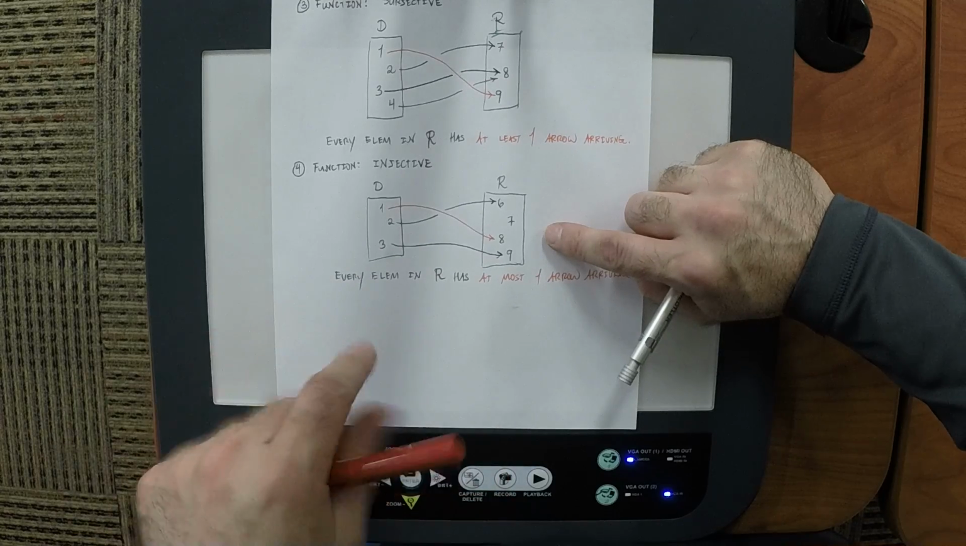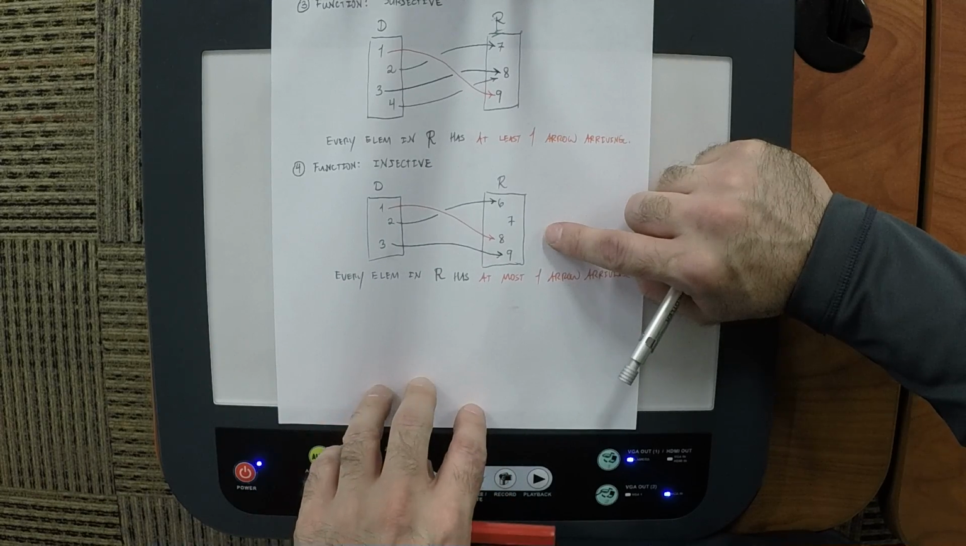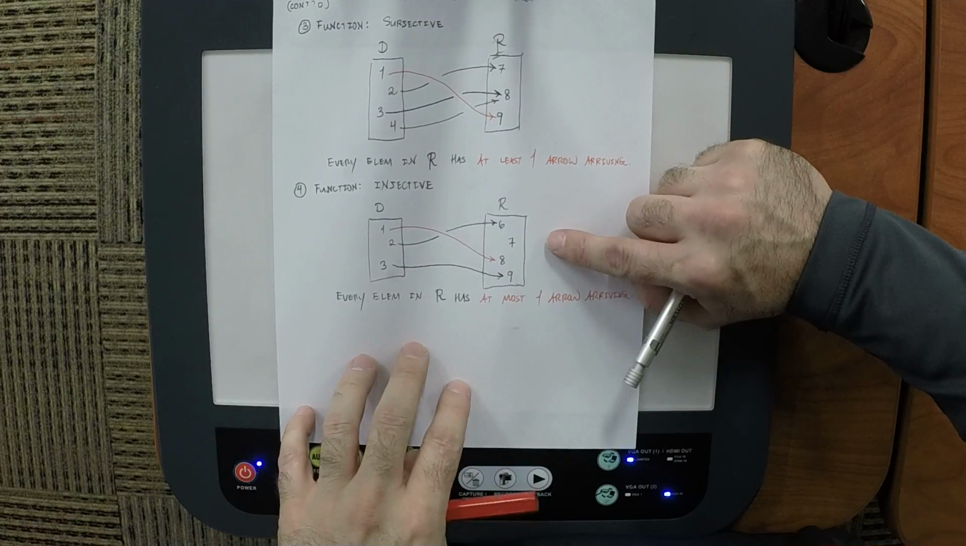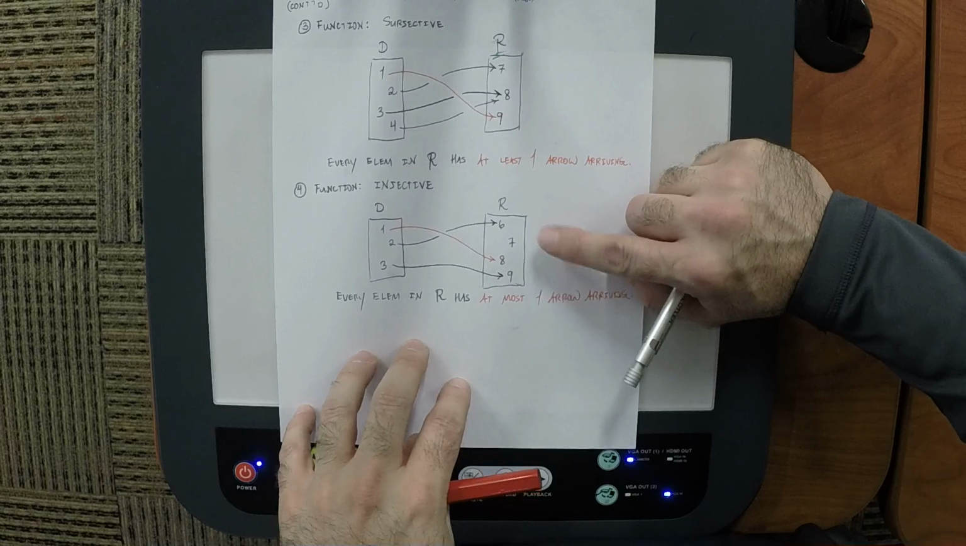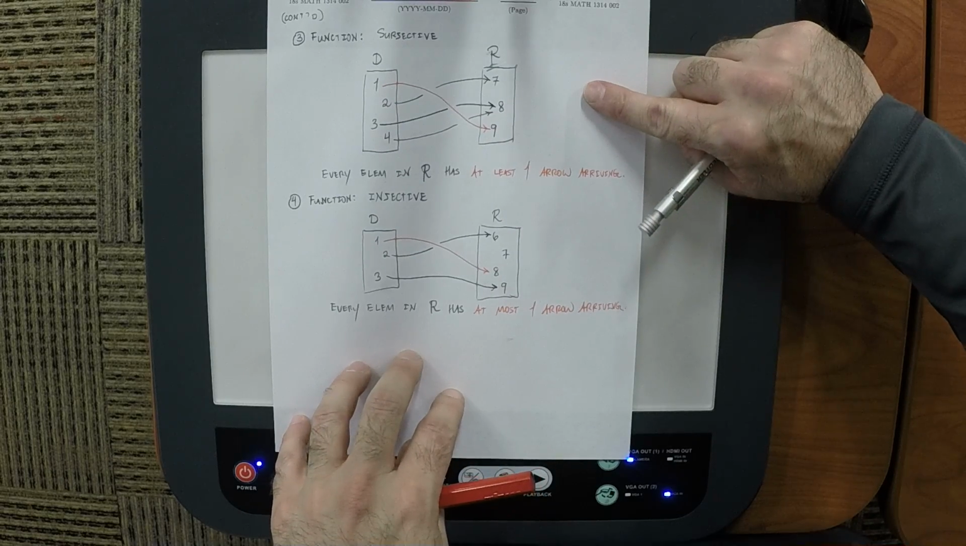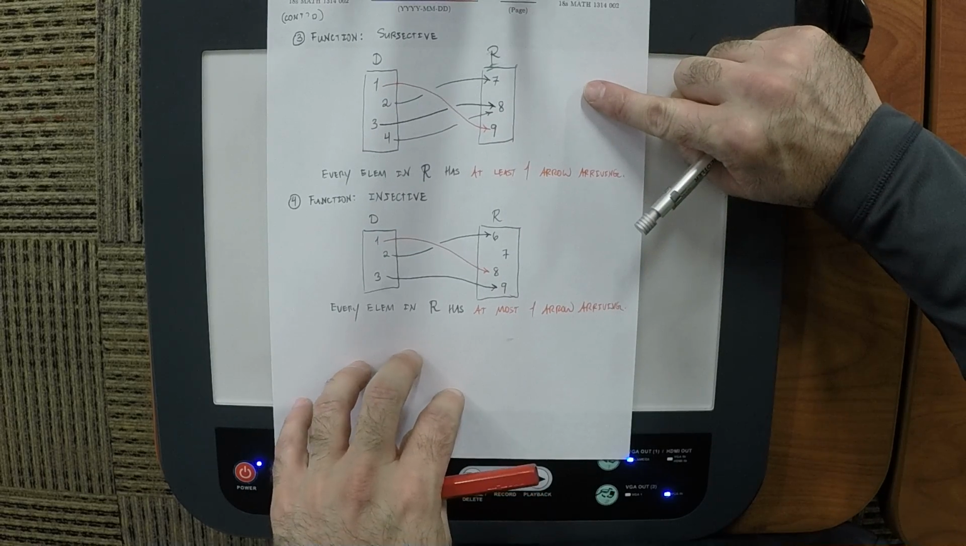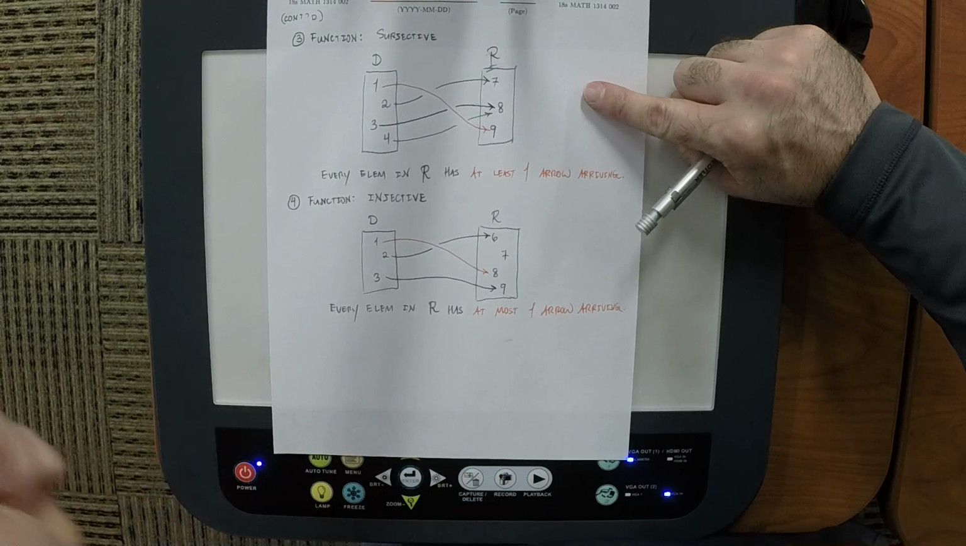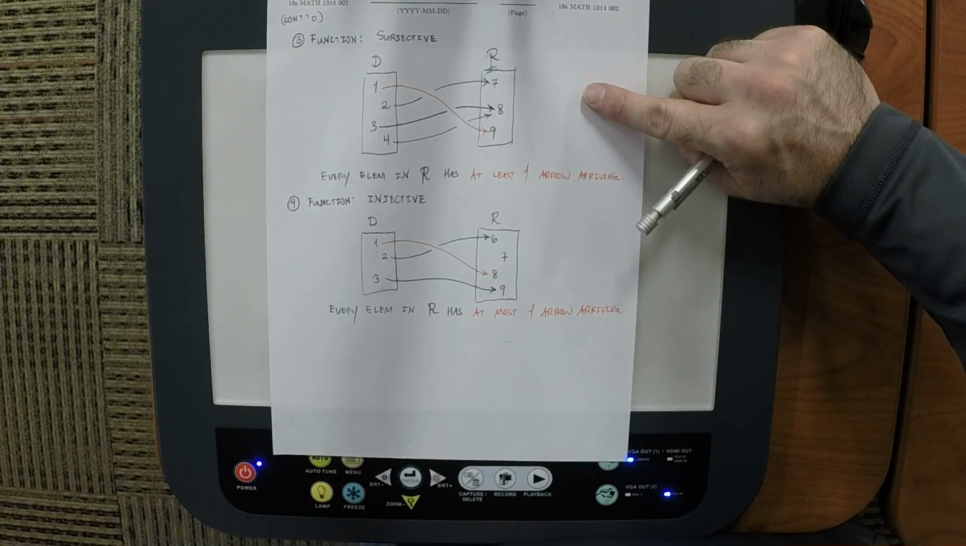No. Why is this not surjective? You can't get a 7, right? It's not possible to get a 7. Fine. So this one is not surjective. Is this one injective? No, because 8 has 2 arrows. Right, because there's more than one way to get an 8.